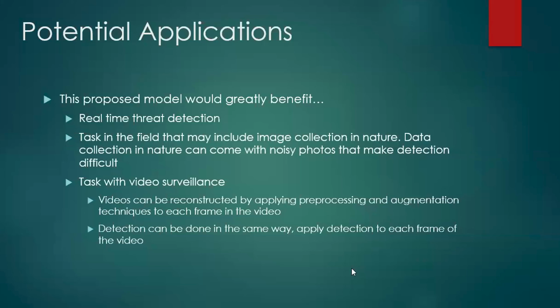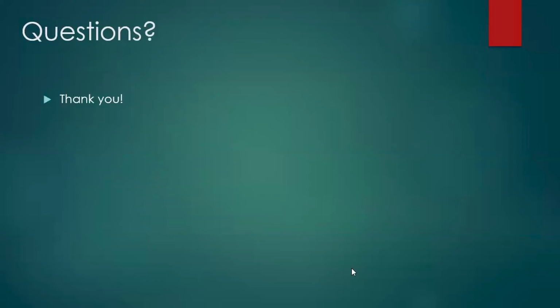And then we could put these augmented images back together in order to make an augmented video. The same idea can be applied to detection. We simply break up the video into its individual frames, apply detection to each of the individual frames, and we put the video back together in order to get a video where detection has occurred.